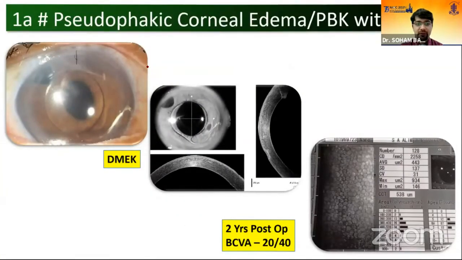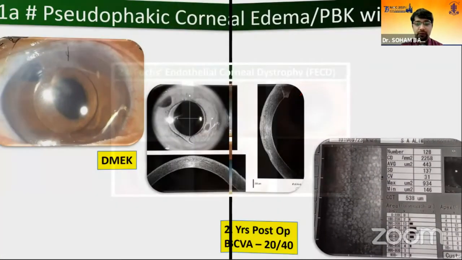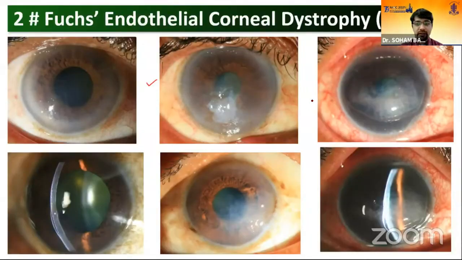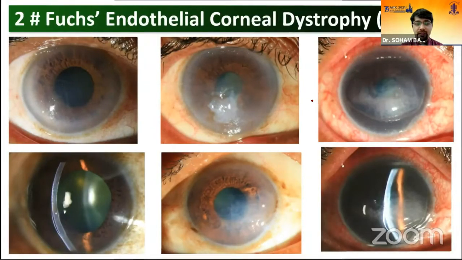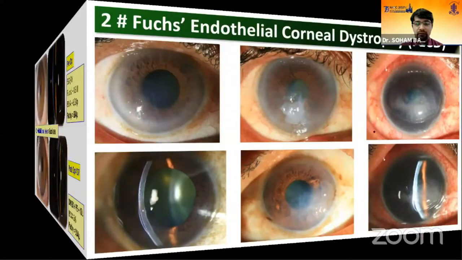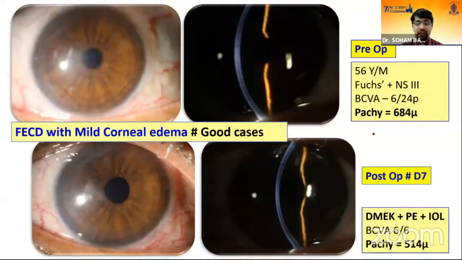FECD, in the eastern part of our country, we see a lot of this, quite similar to that of the Western world. These are again very ideal cases for the beginner. And if you are the primary surgeon, nothing like doing a DMEK triple for these situations.